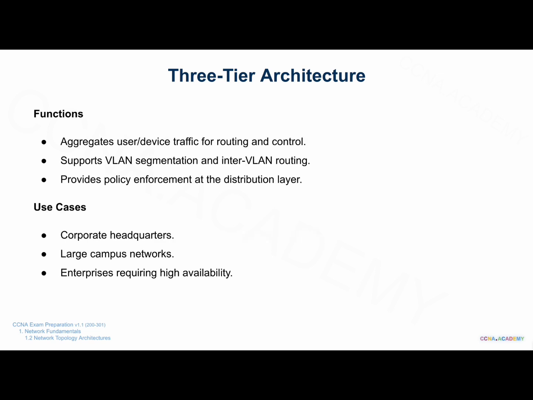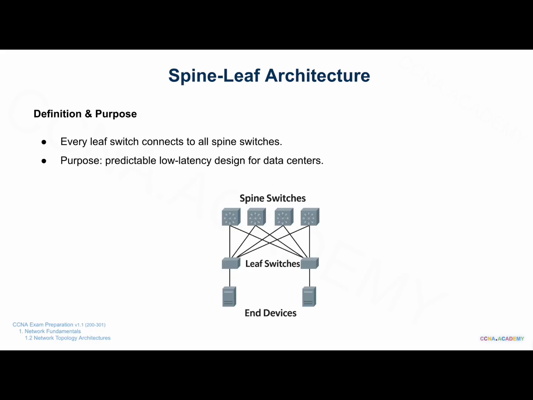In practice, the three-tier model separates local access traffic from backbone traffic, ensuring performance and fault isolation. It is widely used in corporate headquarters, university campuses, and large enterprises where growth, high availability, and performance are critical. Spine leaf is a modern data center design where every leaf switch connects to every spine switch.